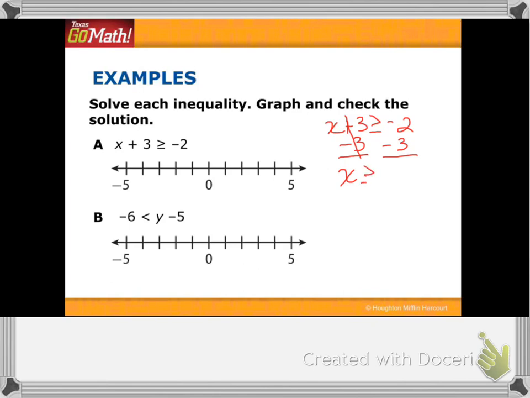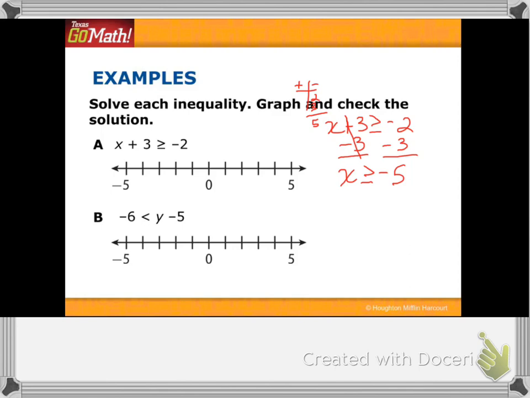My inequality symbol is still there. Be careful. Sometimes we revert to that habit of putting an equal sign. Then I have negative 2 minus 3. If you need to, you can football this to help you remember how to combine those integers. 2 points to the negative team, 3 points to the negative team. Combined together, the negative team has 5 points. Positive team has none. So the negative team wins with 5 points. So that means that x is greater than or equal to negative 5.